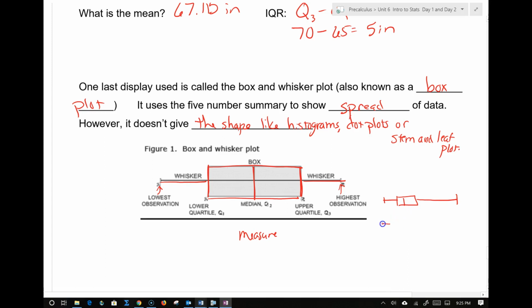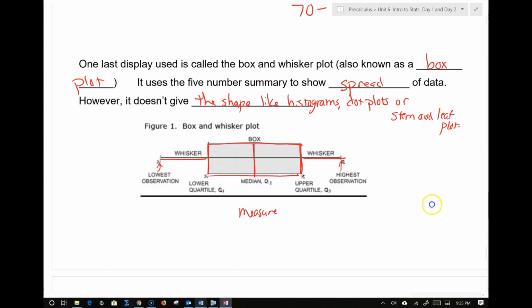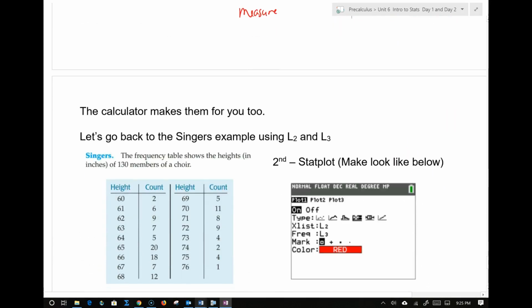You could also have very small boxes, but really long whiskers on both sides, which tells you that the extremes of the min and max values are very spread out. So it gives you a lot of information, like how close your data is. It's easy to compare to other pieces of data. It's just a good communication tool. So let me show you how cool it is, because the calculator, once again, can do all your work.